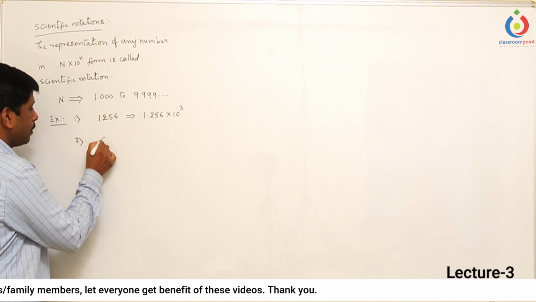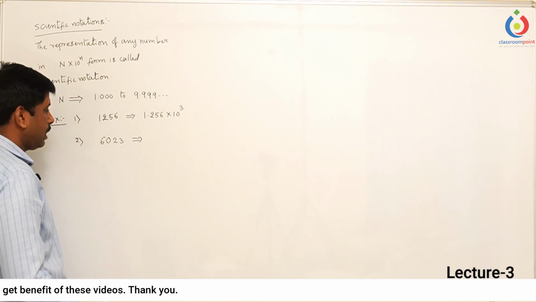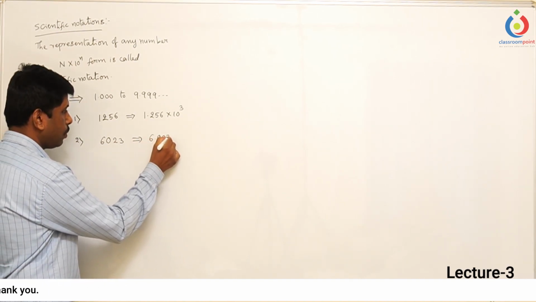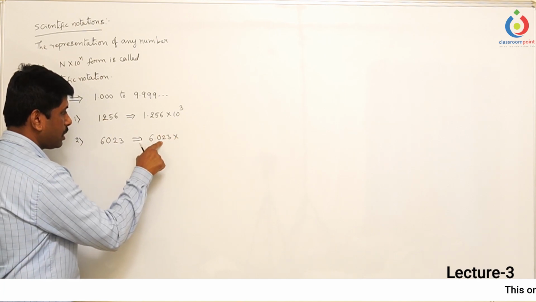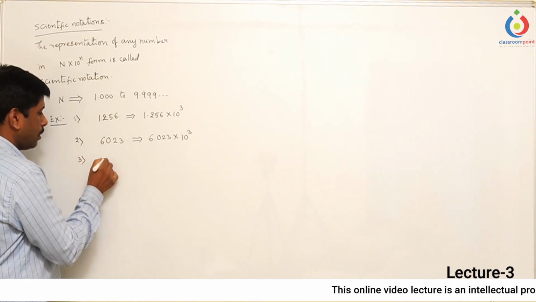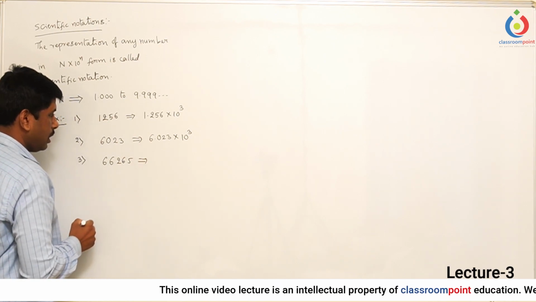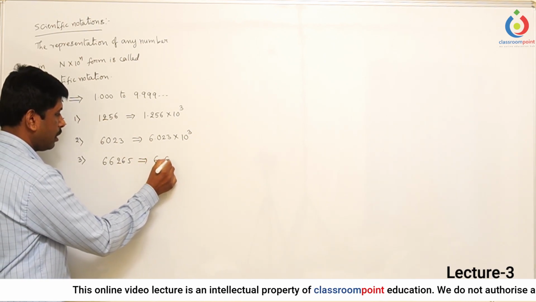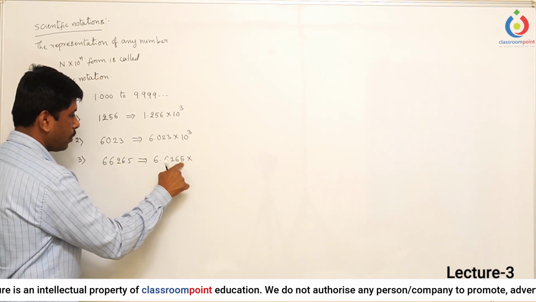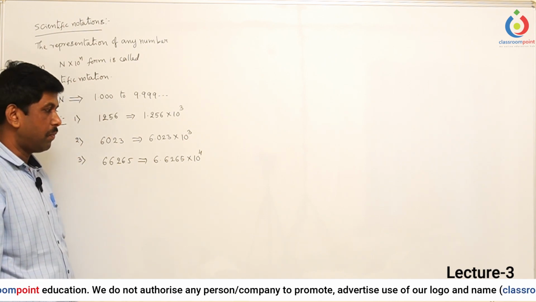Next, 6023 is there. 6023 can be written as, first non-zero digit is 6, 6.023. After the decimal position again 3 digits are there, so 10 power 3. Next, 66265 is there. This can be written as 6.6265 into 10 power, and after the decimal position 4 digits are there, so we can write it as 10 power 4.